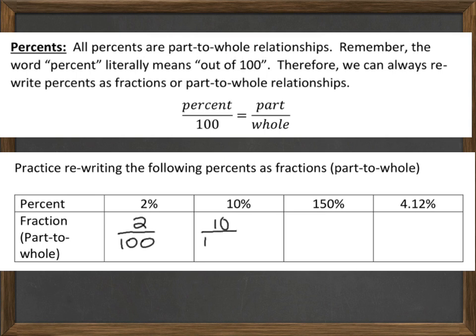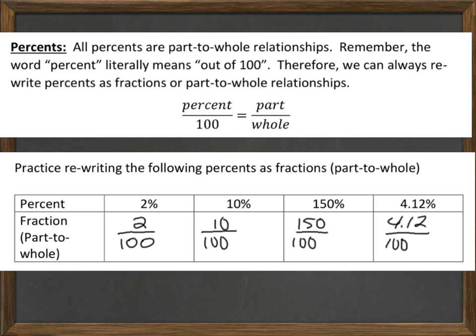Well, that's 10 over 100. What about 150%? Well, that's 150 over 100. And last but not least, what about 4.12%? Well, that's 4.12 divided by 100.